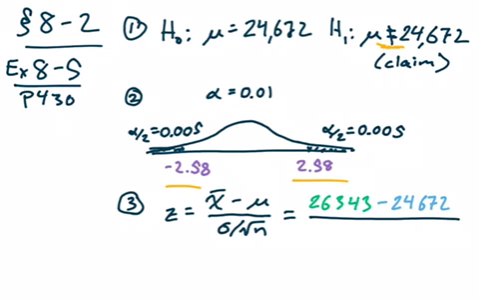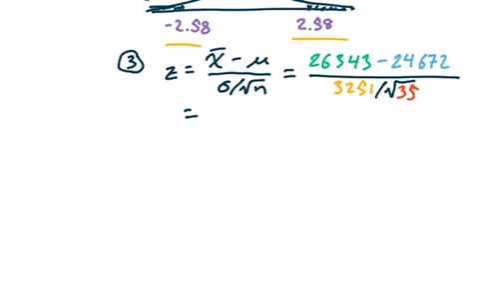Okay, we're going to be dividing all of that by what they told us for sigma. Okay, so sigma, they said, was 3,251, and then that is divided by the square root of the sample size, which was 35. So we'll go ahead and substitute all of that in on the calculator and let it do its thing. After doing this calculation, we get 3.04 for our Z value.